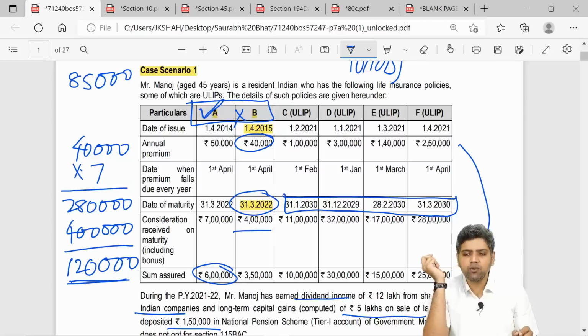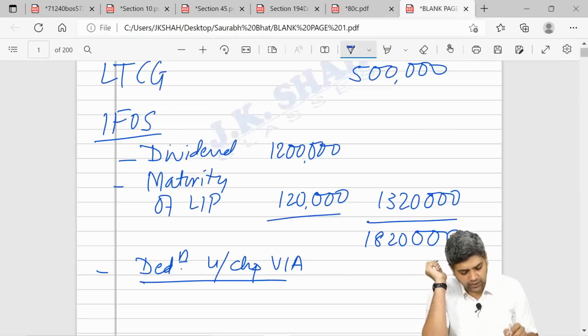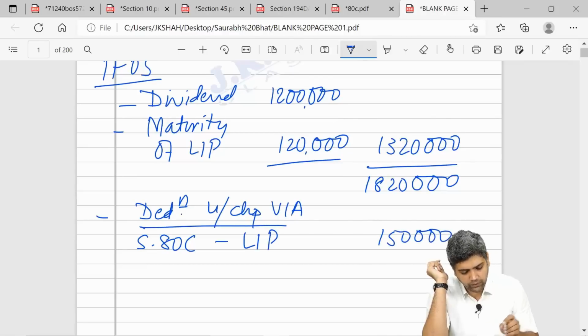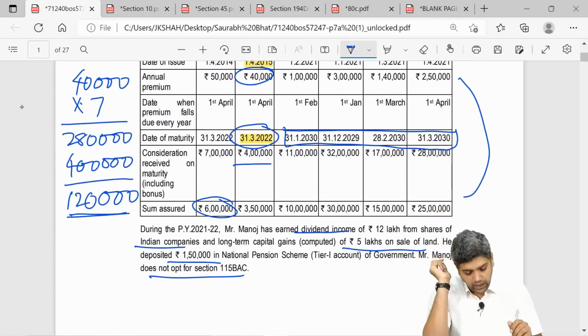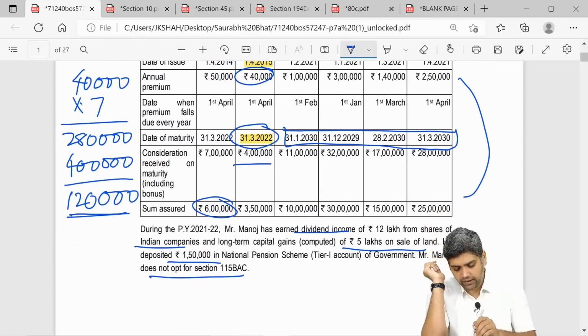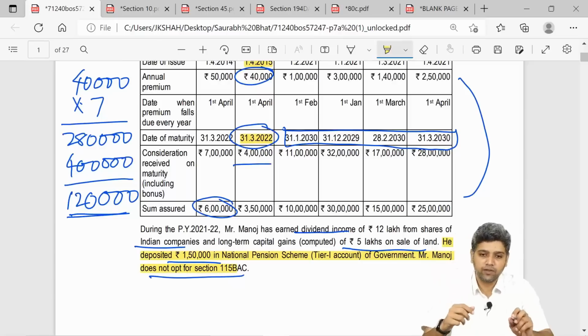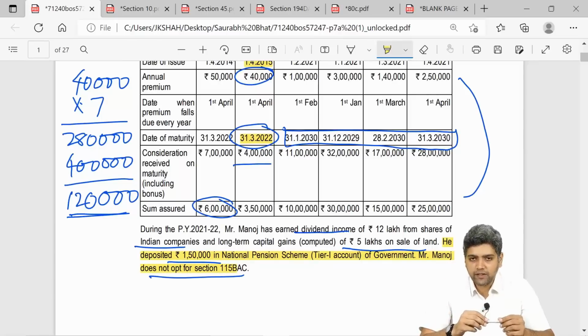So the maximum you can claim under section 80C is 1,50,000 rupees. So under section 80C, I will avail deduction for life insurance premium of 1,50,000 rupees. Apart from that, they have told us that the assessee has deposited 1,50,000 in the National Pension Scheme. Now friends, National Pension Scheme was initiated by the government in the year 2004.